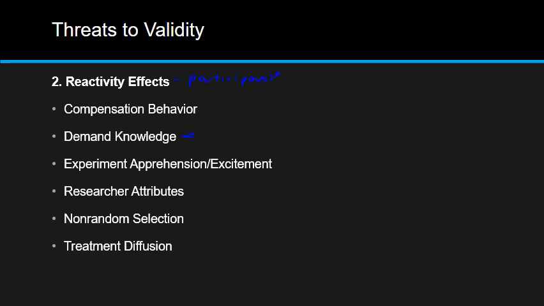I know it sounds very like chemistry, physics, but for some reason in social science, people want to sound like it's physics and chemistry, so that's what you get. You get reactivity effects, and treatment diffusion.